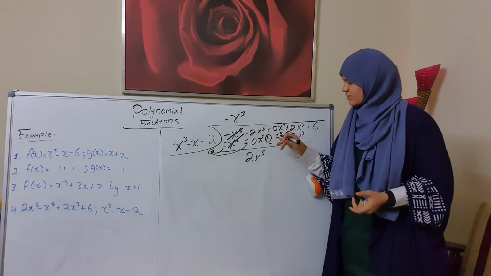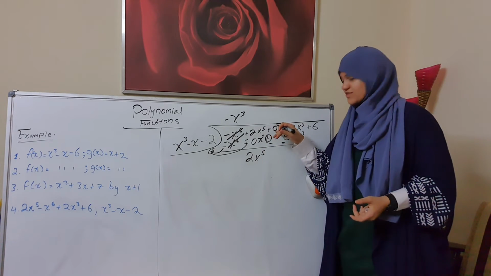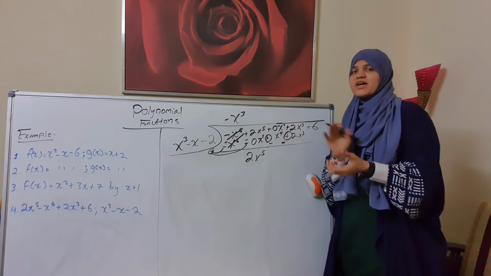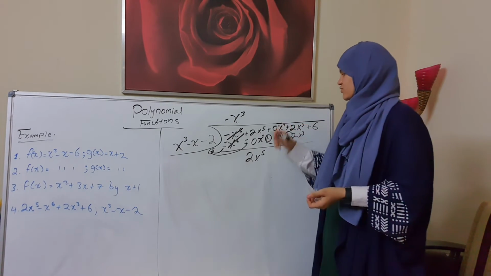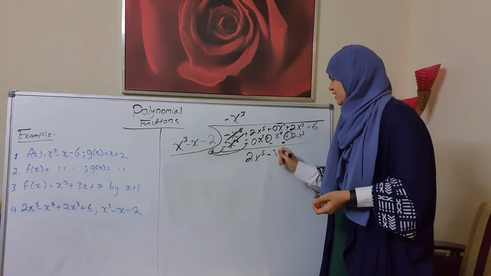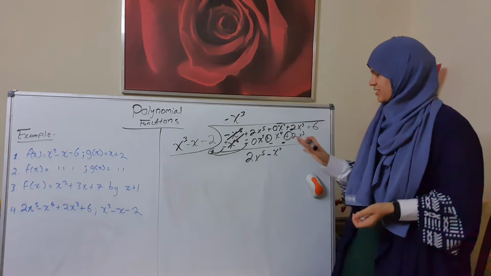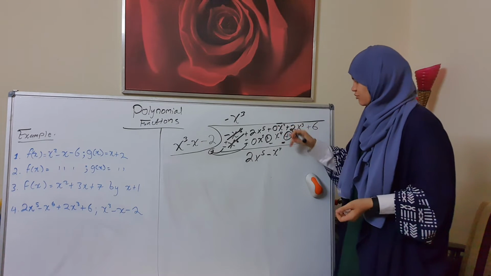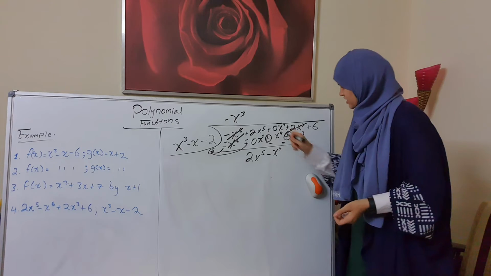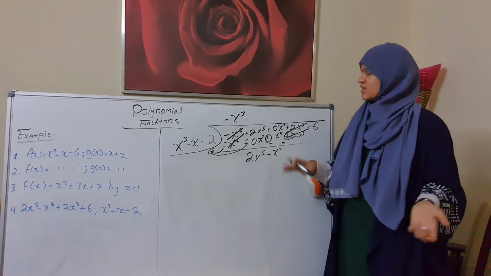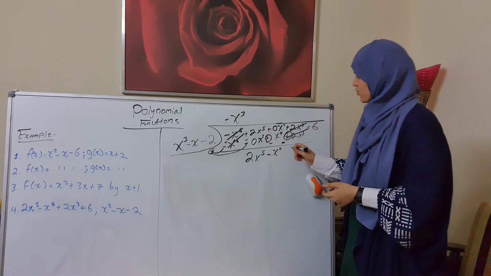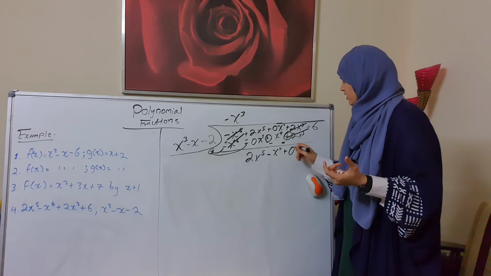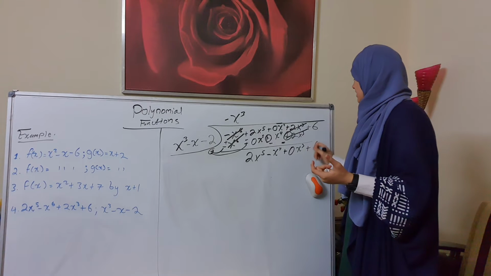And then what we have here? We have positive 0x to the power of 4 and we have negative 1x to the power of 4. So it will be as it is, negative x to the power of 4, the same thing. And then what we have here? Positive and negative, so we will cancel 2x to the power of 3 by 2x to the power of 3. So we have plus 0x to the power of 3 plus 6.